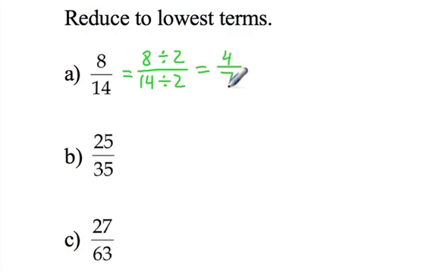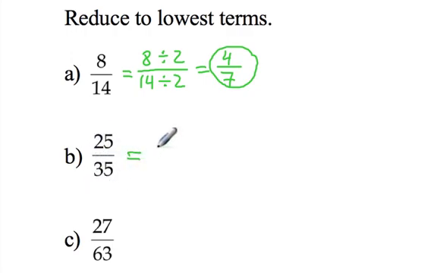8 divided by 2 is 4, and 14 divided by 2 is 7. So 8/14 equals 4/7. These are called equivalent fractions, and 4/7 is a fraction in lowest terms.